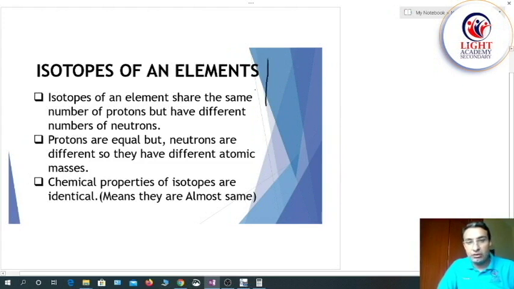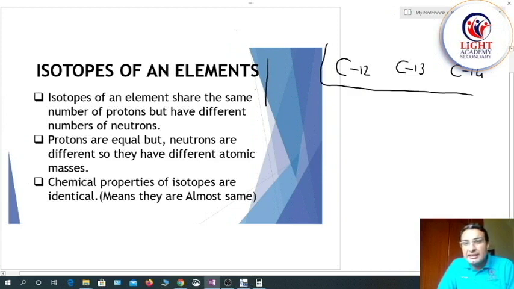How can I define isotopes? You can say that in the periodic table, almost all the elements may exist with different atomic masses. Suppose the atomic mass of carbon is normally 12, but there are also other isotopes of carbon. Some of them have a mass of 13, some of them have a mass of 14. So you may ask, are these different elements or the same elements?